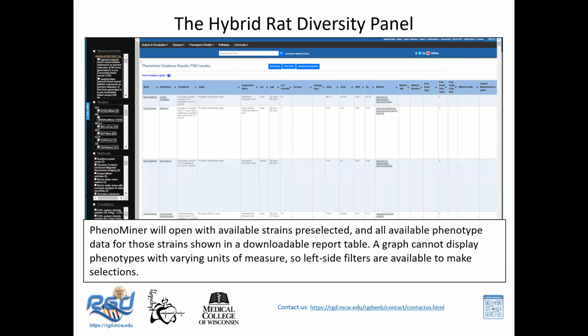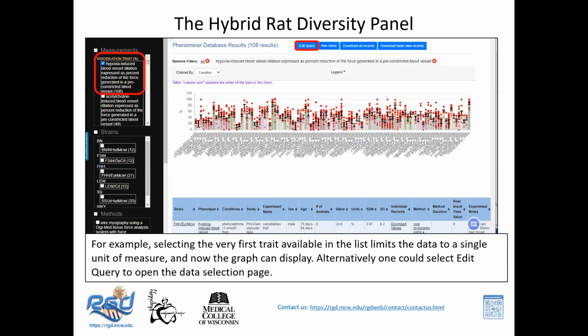The graph can't display at this point because the phenotypes have multiple units of measure. The filters on the left side are available to make selections. For example, if you pick the first trait in the list, that limits the number of phenotypes to a single unit of measure. In this case, it's vasodilation percent in response to hypoxia.